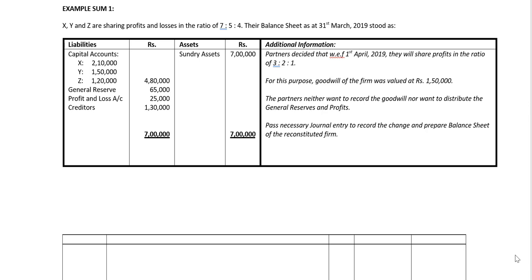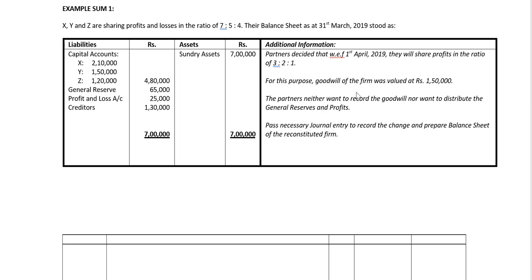Example sum 1. X, Y and Z are sharing profits and losses in the ratio of 7:5:4. Their balance sheet as at 31st March 2019 stood as follows. The balance sheet is given on the left side of the screen, the list of liabilities and assets, and the additional information is given on the right of the screen.